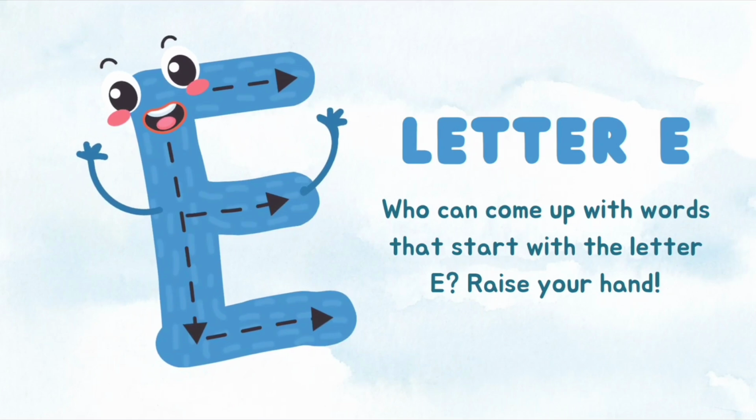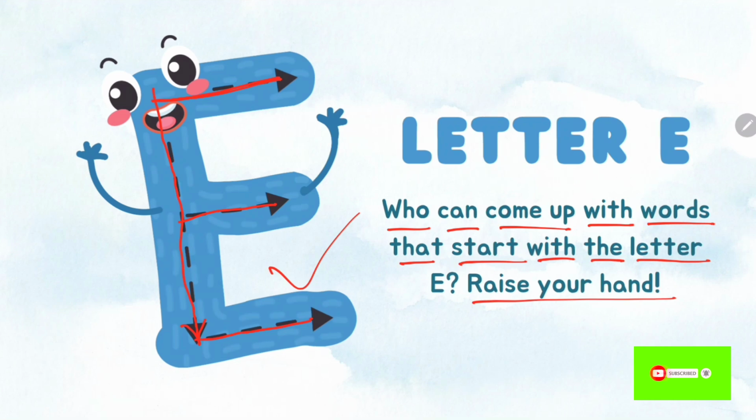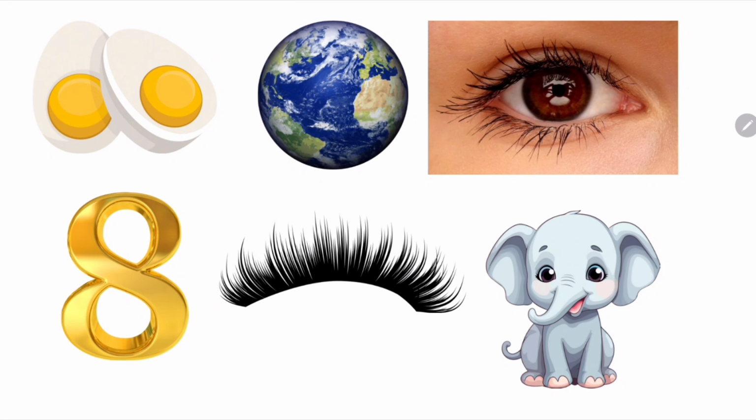Now comes letter E. How can we write the letter E? First, you are going to write one standing line, then one sleeping line, another sleeping line, and another sleeping line. This is the way we write the letter E. Now tell me, who can come up with words that start with the letter E? Raise your hand. How many of you know the words that start with the letter E? Things that start with letter E.